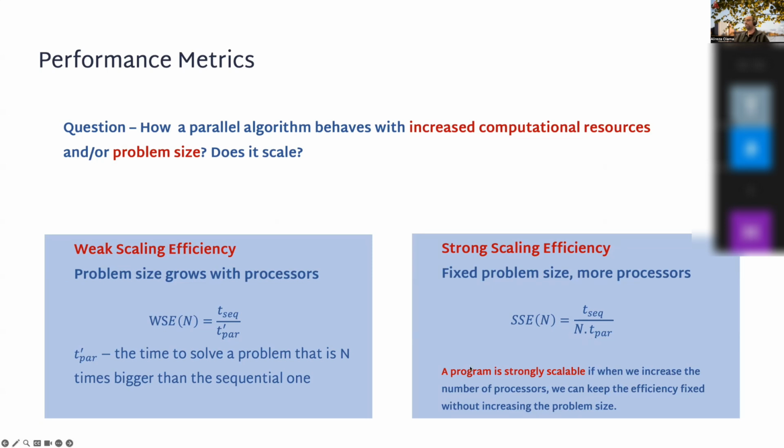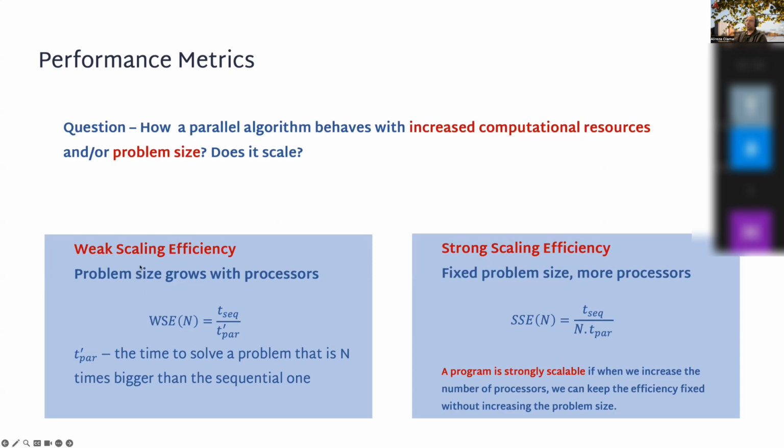You just need to divide the sequential time by the number of cores times the parallel time. So in this case, we call a program strongly scalable if when we increase the number of processors, we can keep the efficiency fixed without increasing the problem size, right? So if we have fixed the problem size, and if we add more cores to our program and we see that the efficiency is fixed, then we say that our program is strongly scalable.